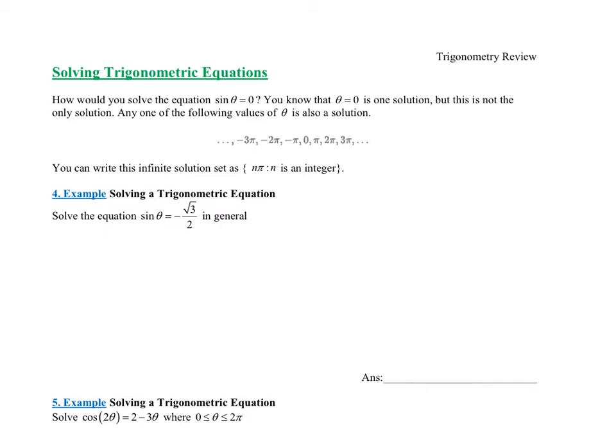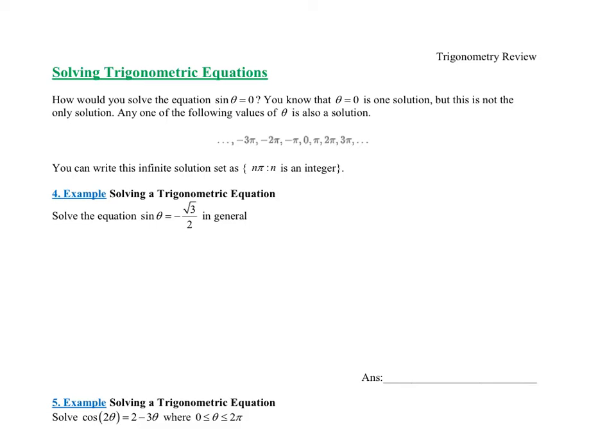Negative 3 pi, negative 2 pi, negative pi, 0, pi, 2 pi, 3 pi. So any integer multiple of pi. The way that they write it is with braces, and they write n pi such that n is an integer. So integers are positive and negative whole numbers, by the way. So what's the idea if you want to solve a trigonometric equation?